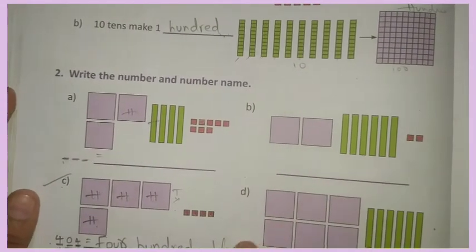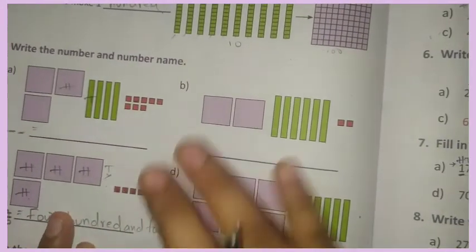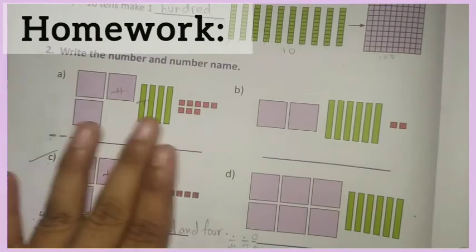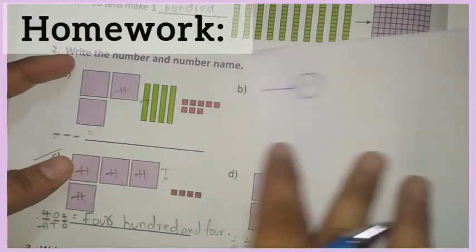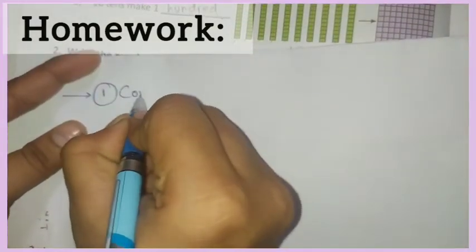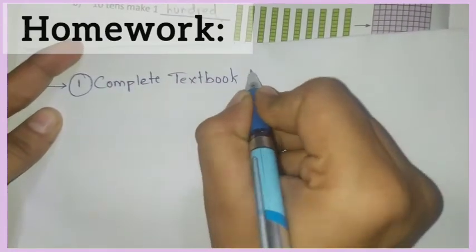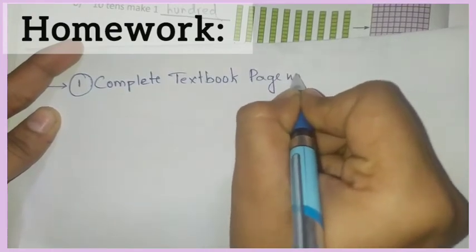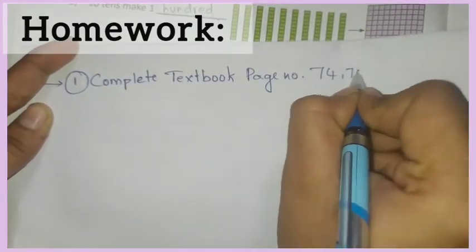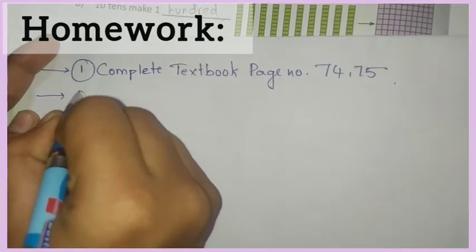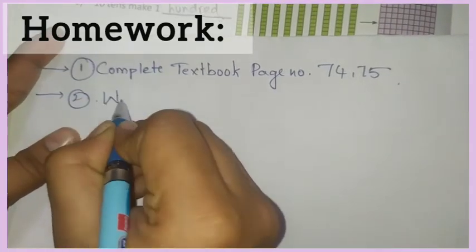You have 2 homeworks. The first homework is to complete all these bits in your textbook, textbook page number 74 and 75. This is your homework.